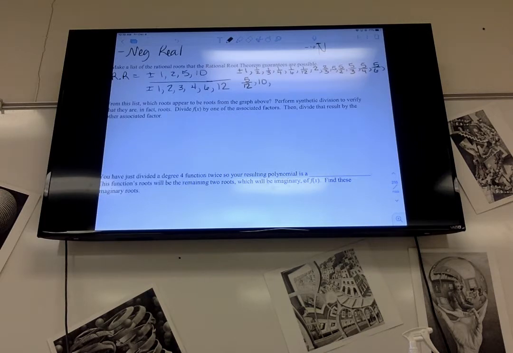10 over 1, 10 over 2 is 5, so we're good. 10 over 3, 10 over 4 is 5 over 2, so we're good. 10 over 6 is 5 over 3, so we're good. 10 over 12 is 5 over 6, so we're good. So there's all of those. That's a lot. So from this list, we're going to try to figure out which are the roots from above. Now again, we might not get it right, and if we don't, we'll just try some other ones.